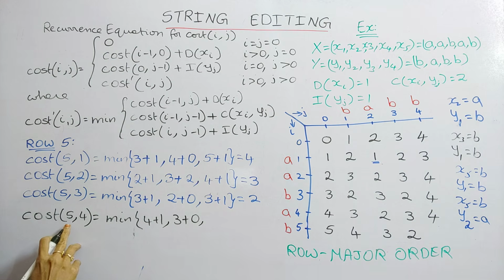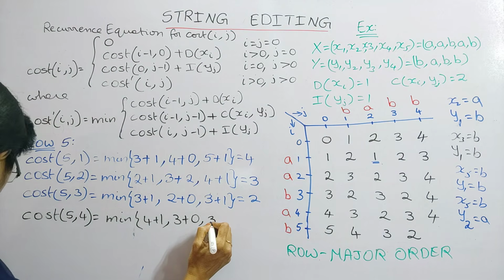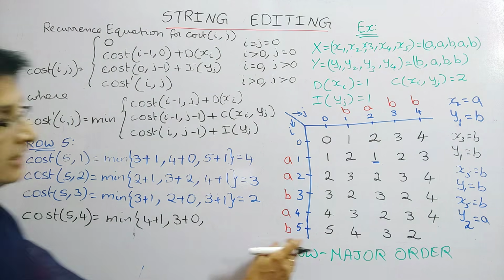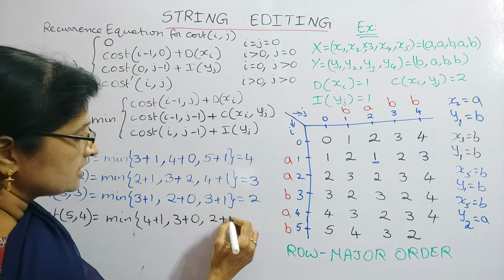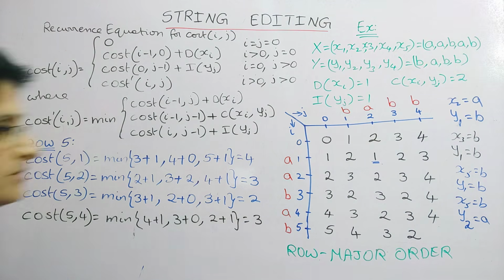And the last one is the cost of 4 comma 3. 4 comma 3 is 3. It is the cost of 5 comma 3. 5 comma 3 is how much? It is 2. So 2 plus the insert operation, which is 1. So what is its cost now? You got it as 3.